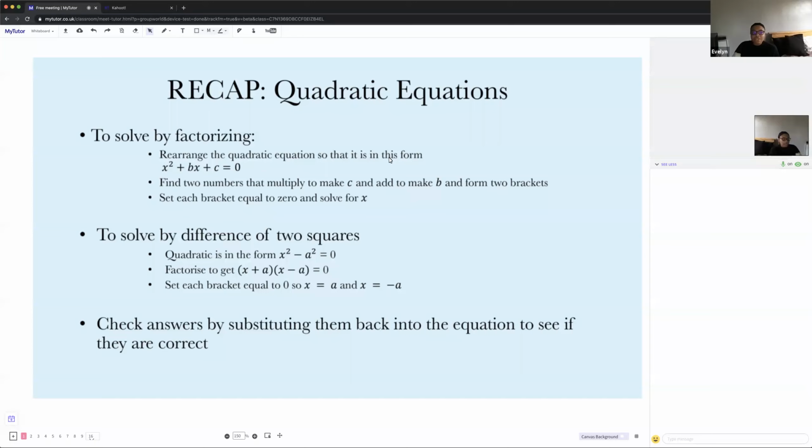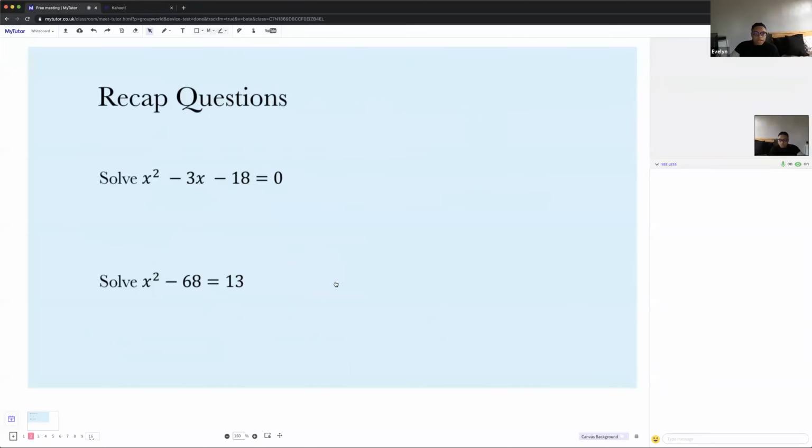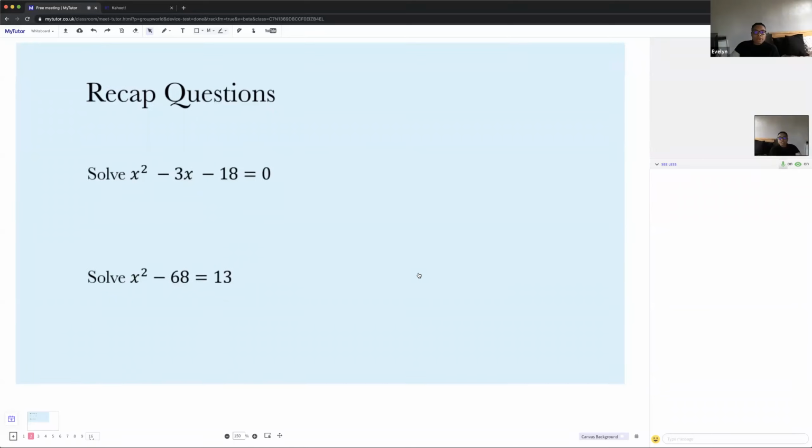So what we're going to do is have a look at an example question. Right, what I would like you guys to do is to try both of these questions. What answers do you get for the first one and the second one? So have a go at these. There are two different types of quadratic equations. There's two different types of ways to solve them. So have a go at it. And make sure to put your answers in the chat as well.